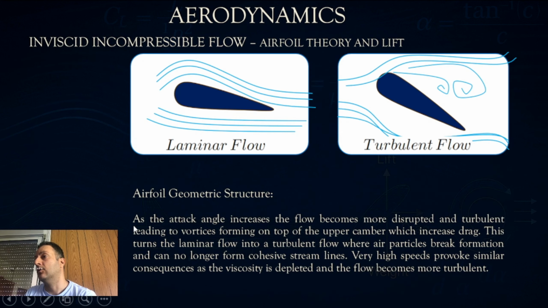As the angle of attack increases, the flow becomes more disrupted and turbulent. So this leads to vortices forming on top of the upper camber, which increases drag. This turns the laminar flow into a turbulent flow, where air particles break formation and can no longer form cohesive streamlines. Very high speeds provoke almost similar consequences, as the viscosity is depleted and the flow becomes more turbulent.